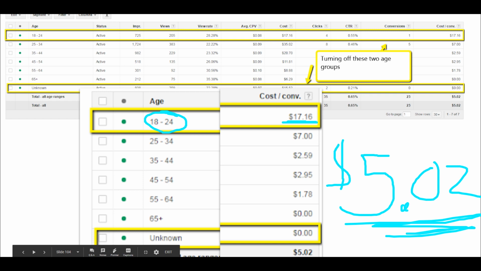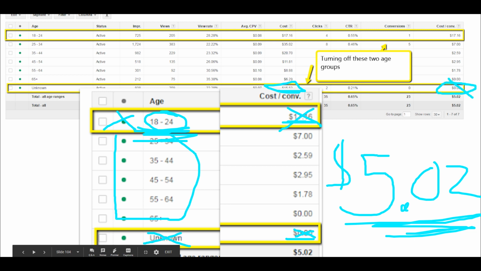Again, I'm still not making money from sales yet, but I am looking at if I'm collecting email addresses cheap. And that doesn't work out. So what I would do is turn off 18 to 24-year-olds so I could spend more money with people in other age ranges that are working. What I'm also noticing is that I'm not making money with people of an unknown age range. I spent $15 and I made $0. So that's something I'm going to be turning off. I'm turning off the unknown age category.